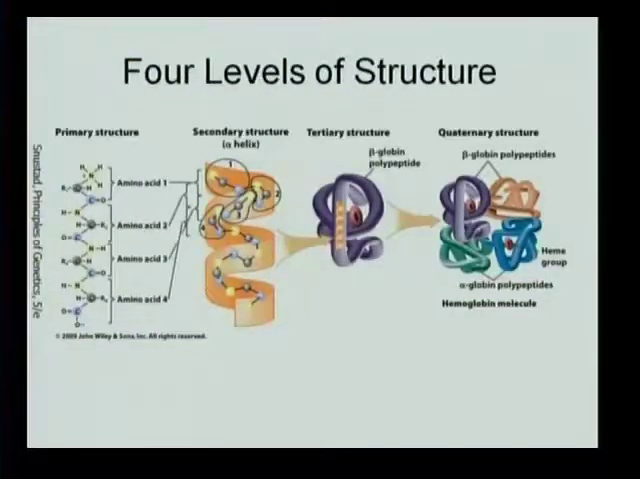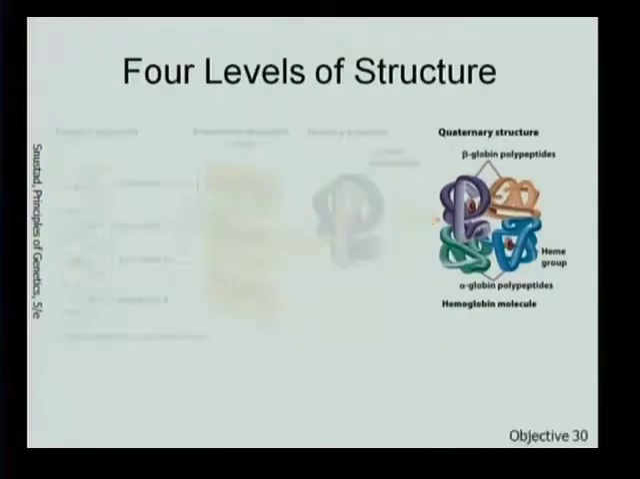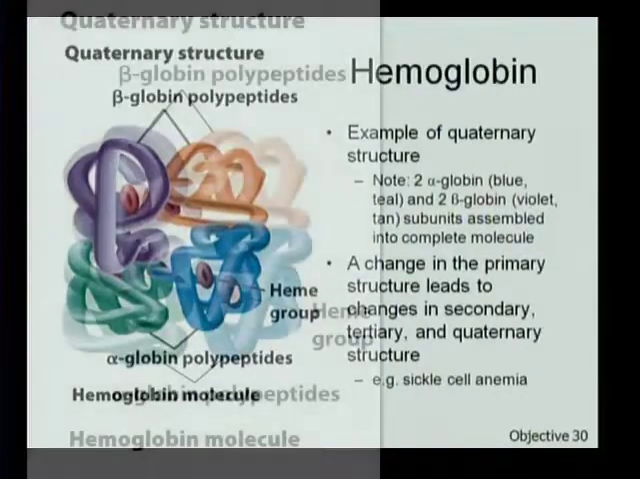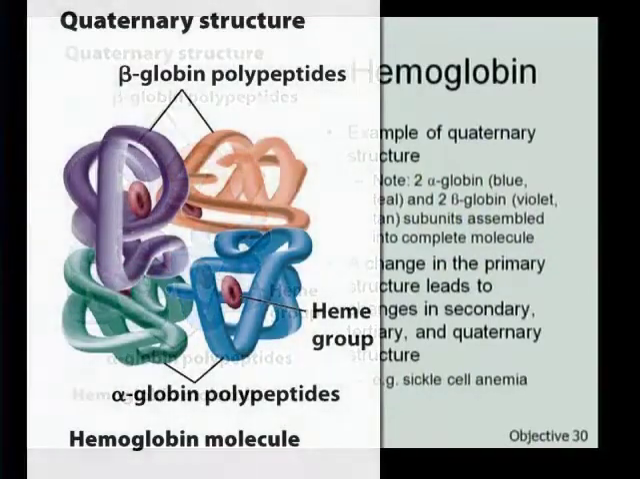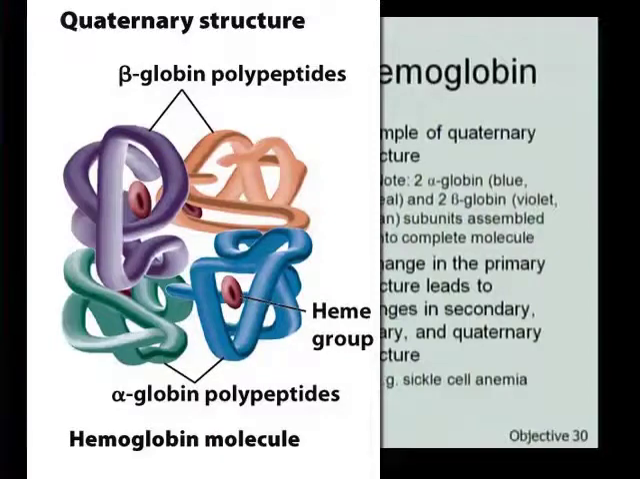Now just to review once again, there are 4 levels of protein structure: primary, secondary, tertiary, and quaternary. We're up to quaternary structure now. So in Objective 30, we'll look at the quaternary structure of proteins. A good example of quaternary structure is the hemoglobin molecule. This is going to be the main oxygen-carrying molecule for the body. In order to carry oxygen, we want to use iron-containing groups called heme groups. These heme groups are nestled in polypeptides that are called alpha globins or beta globins.